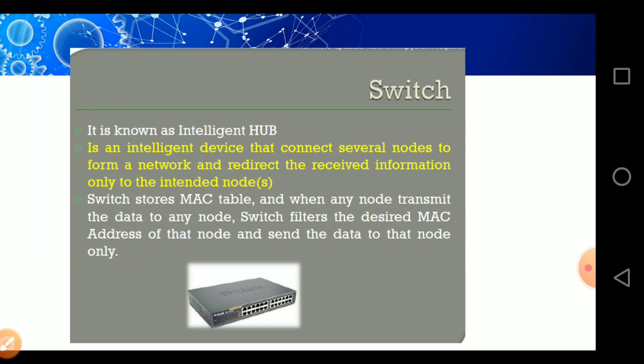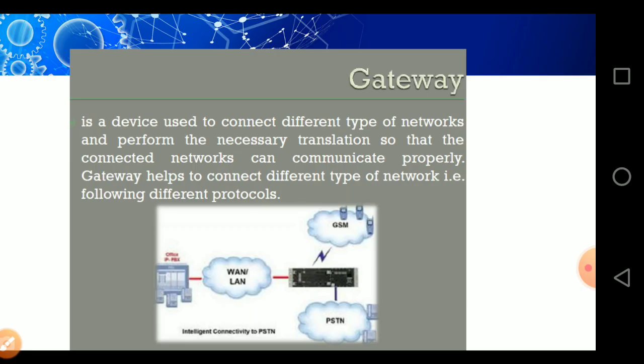It's an intelligent device that connects several nodes to form a network and redirects the received information only to the intended nodes. A switch stores the MAC table, that means the MAC address table of all the devices connected to the switch, and it filters the desired MAC address, and the data is sent only to that device.